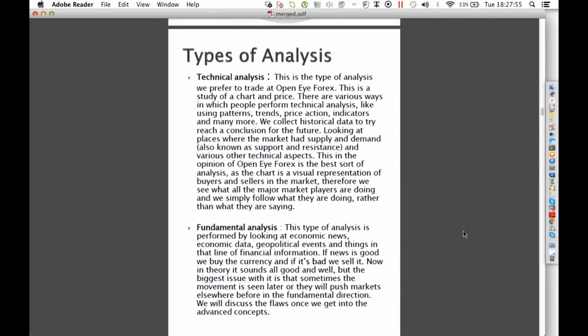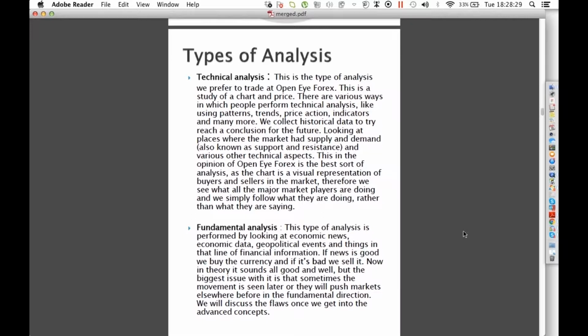So let's start with the type of analysis. There are three types of analysis, but here I've only placed two. The first type of analysis is technical analysis. This is the type of analysis we prefer to trade at OpenEye Forex. This is a study of a chart and price. There are various ways in which people perform technical analysis, like using patterns, trends, price actions, indicators, and much more.